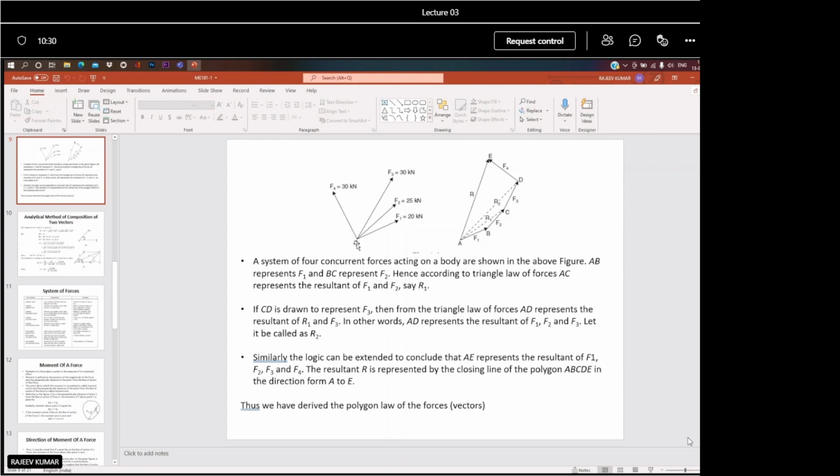In the same procedure you have to repeat for the y component, and then you will get summation Fx and summation Fy. So the resultant will become the square root of summation Fx squared plus summation Fy squared, and the inclination of the resultant will become alpha equals tan inverse of summation Fy by summation Fx.